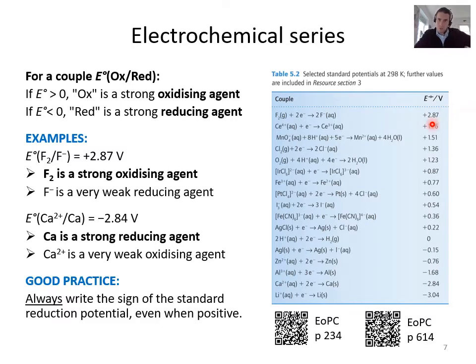Generally speaking, and I've been trying to do this as I've been talking through, when we are talking about these values, even if they are positive, we say plus 2.87, for example, for the fluorine standard reduction potential, and we say negative 3.04 for the lithium one. Stating the sign very clearly is very useful, and it's a very good habit to get into, because the sign is very important, and as we will see on the next slide, when we come to add these things together, it becomes very important again.